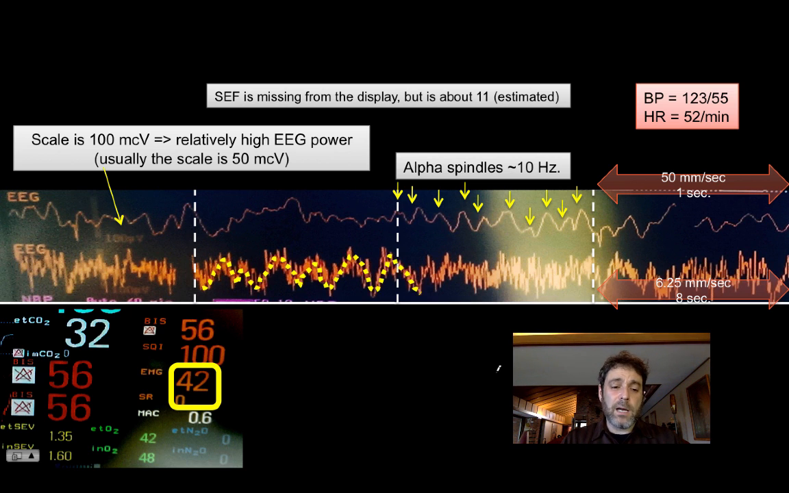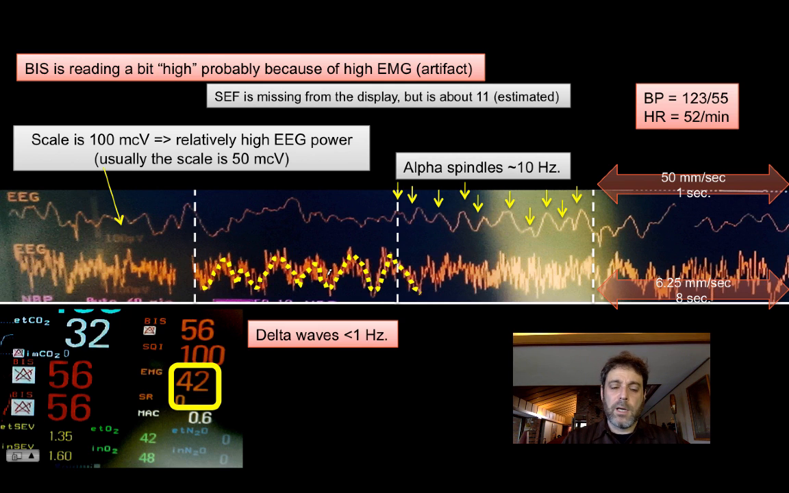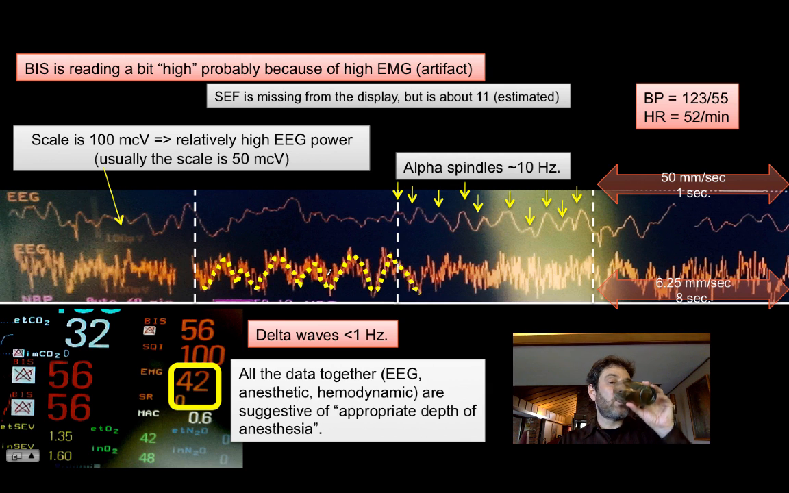And the BIS is high, probably because of EMG activity. Here you can see these nice slow delta waves at less than 1 Hertz, and the interpretation of the high BIS is because of the spurious high EMG activity. If you take all of the data together, we've probably got an appropriate depth of anesthesia at 0.6 Mach.